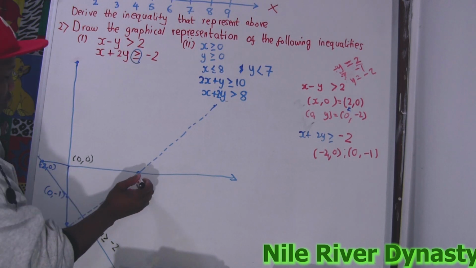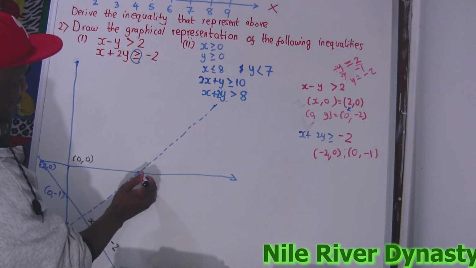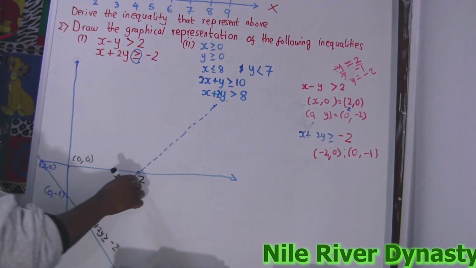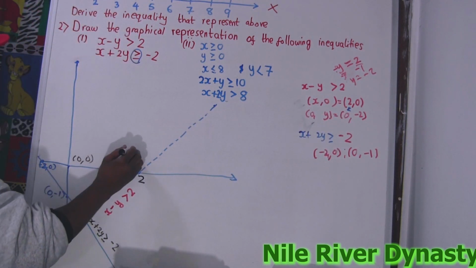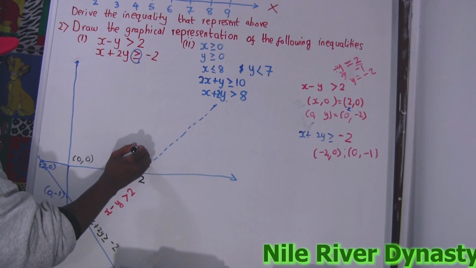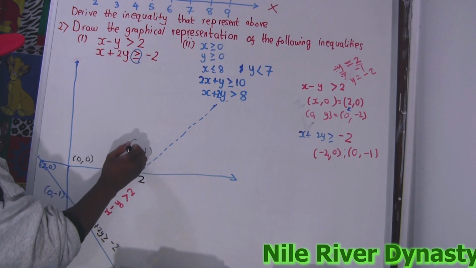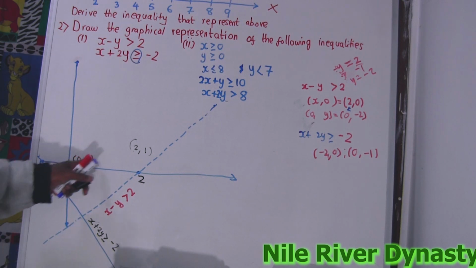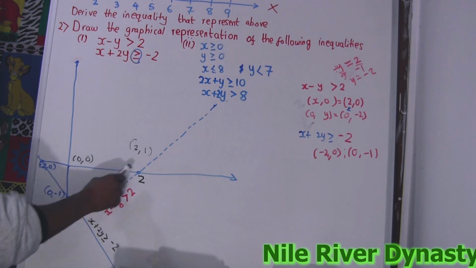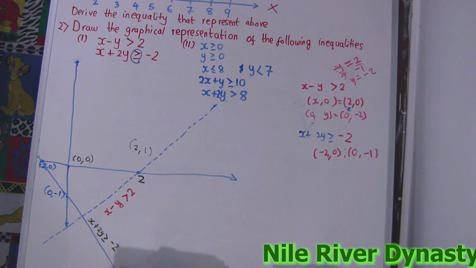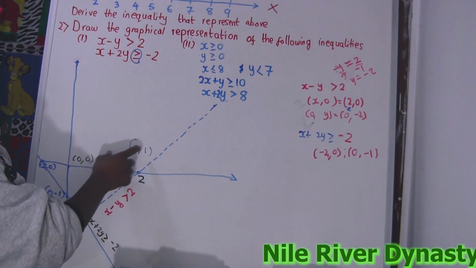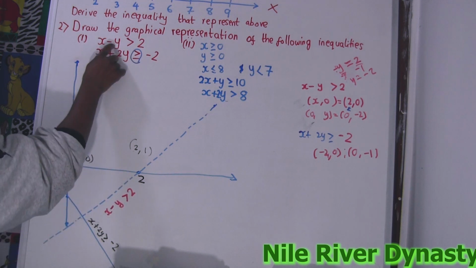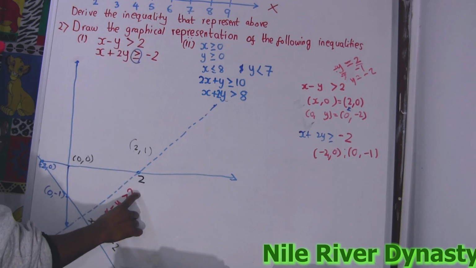Or you could have taken, okay, which coordinate was this? This was -2, so I could say 2 and 1. Because x equal to 2 and y equal to 1 is also above the line. So you can take any point above the line, either this or that, or below the line, whichever you want. So now I'm going to take this coordinate and substitute it in this line. But what is this line? This line is x minus y greater than 2.